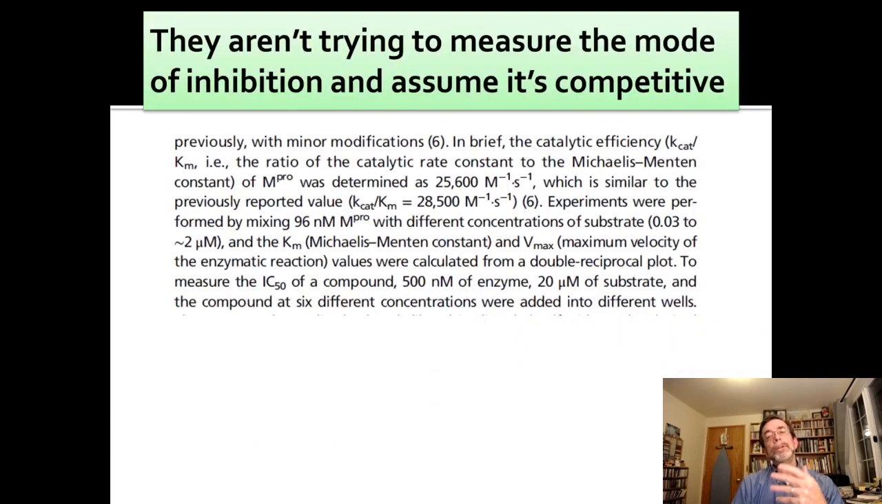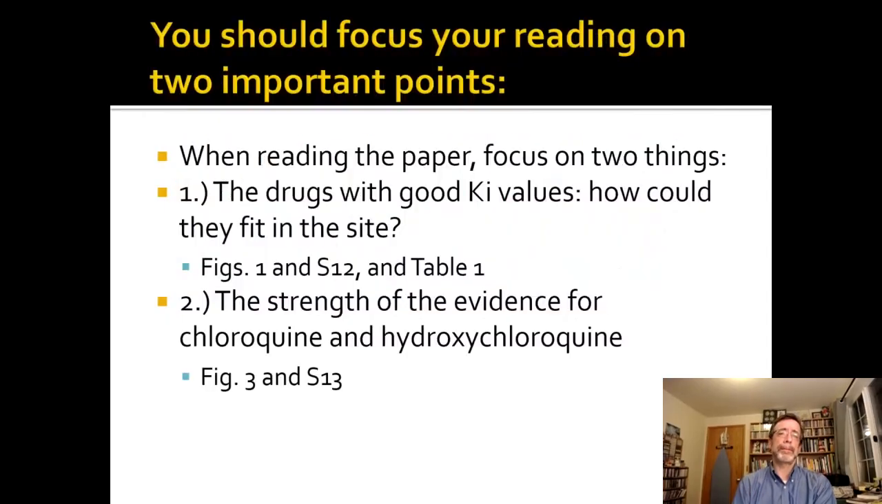So they aren't trying to measure the mode of inhibition, they just assume it's competitive. That's another problem with it. If you look at the paper, you can see right here, experiments were performed and calculated using a double reciprocal plot, and they don't say anything about how they know it's competitive, they just assume it. Now, the fact of the matter is it probably is, but this is another weakness. When you add up all these weaknesses, you end up very skeptical that this actually shows that chloroquine works at all, much less how chloroquine works.